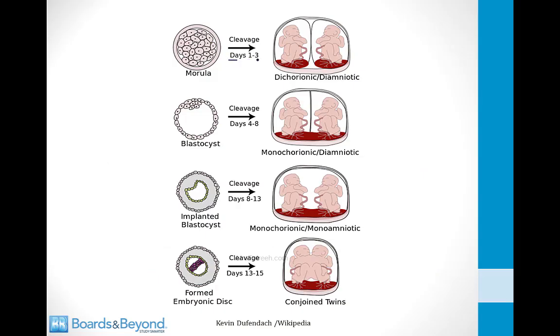Cleavage of the zygote in days 1 to 3 happens when the embryo is in the morula stage. This leads to a dichorionic, diamniotic pregnancy. Cleavage in days 4 to 8 occurs when the embryo is in the blastocyst stage. This leads to one chorion but two amnions. If cleavage occurs in days 8 to 13, you now have an implanted blastocyst in the wall of the uterus. This will lead to a monochorionic, monoamniotic pregnancy. And then, as I said before, cleavage beyond day 13 is when you've begun to form the embryonic disc, and this will result in conjoined twins.